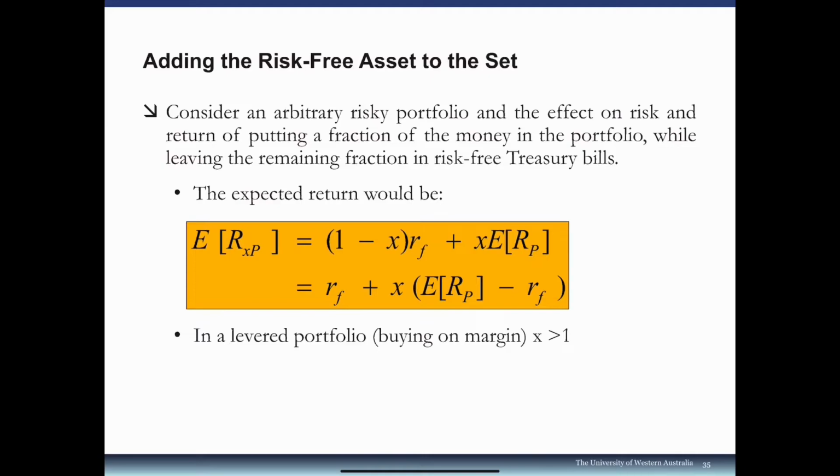And this is non-trivial. Let's say I leave some part of it in a risk-free asset. In this case, the expected return of the overall portfolio, where X is allocated to the risky portfolio, is: X represents the weight allocated to the risky portfolio, so 1 minus X is the weight allocated to the risk-free asset. If you expand the brackets, you get the expected return of your portfolio equals Rf plus X times (E[Rp] minus Rf). And in a levered portfolio, which means you buy on margin, X can of course be greater than one, which means you're borrowing to buy more of the risky asset.